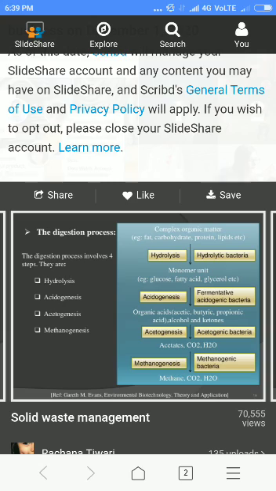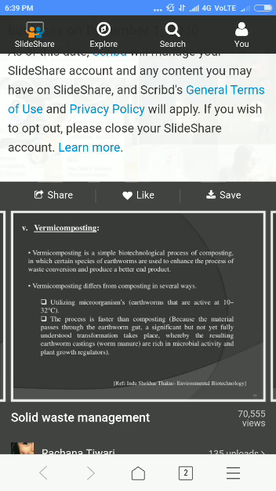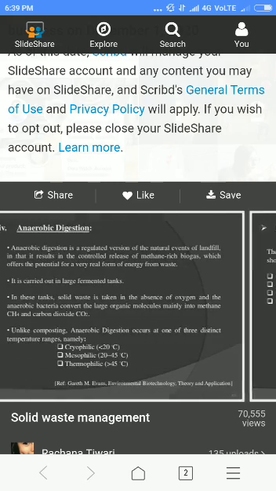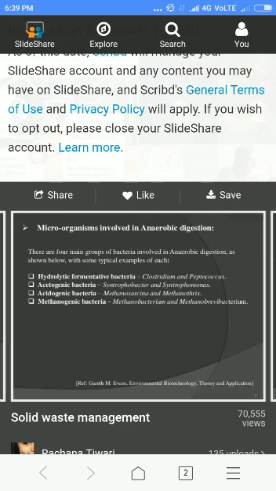Then digestion process involving 4 steps, that is hydrolysis, acidogenesis, and the methanogenesis. Now these are some important steps related to anaerobic digestion.